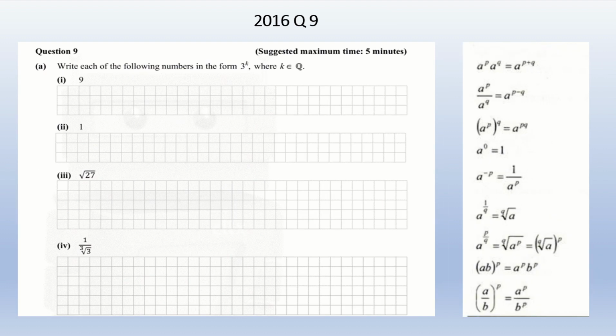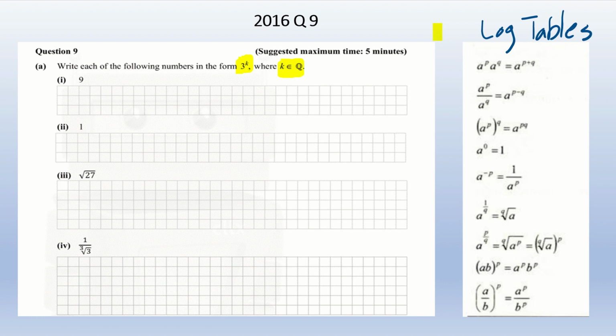Over on this side here, I've copied and pasted my log tables, just so I have them. And what we're going to have a look at is how to use what's in our log tables to help us answer each one of these questions. If we have a look at the actual question here, it says write each of the following numbers in the form 3 to the power of k, where k is an element of q.